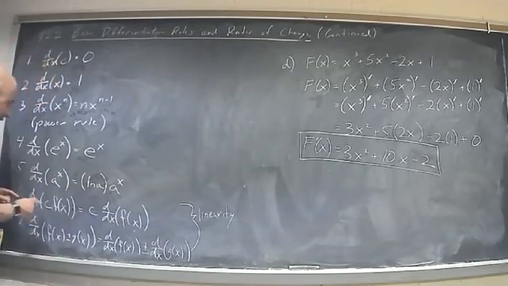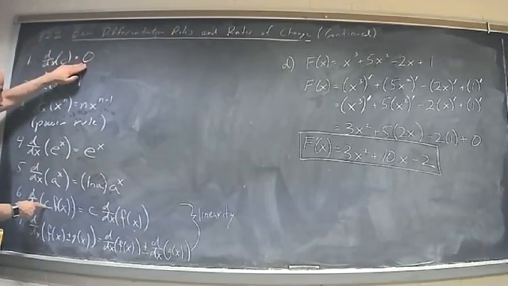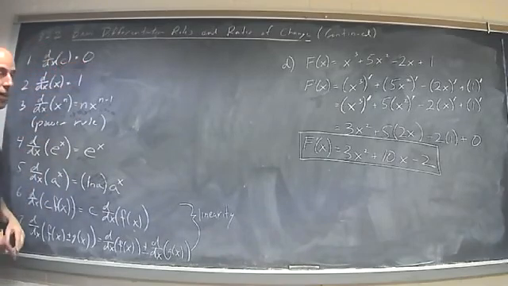So distinguish this from this. Here we have a constant by itself, derivative of that is 0. Here you have a constant in front of something else.